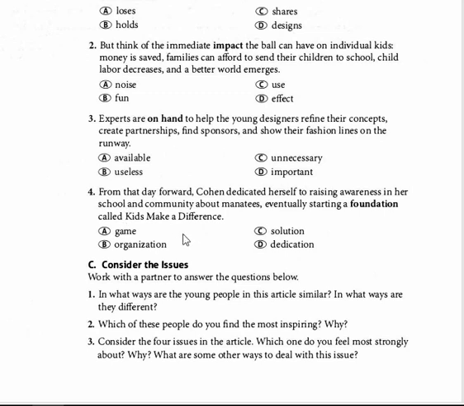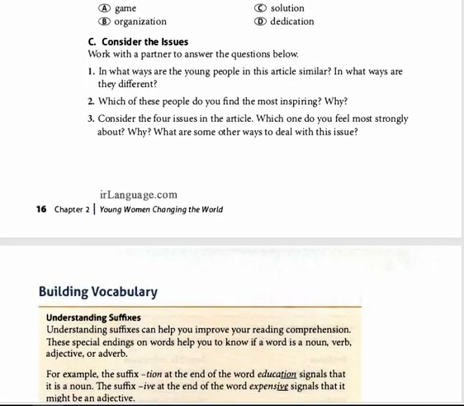Then the other examples. Consider the issue. Working with a partner to answer the questions below. So here we have another activity. In what ways are the young people in the article similar? In what ways are they different? You have to make a comparison between the young people and write some brief notes or paragraphs to answer these questions.